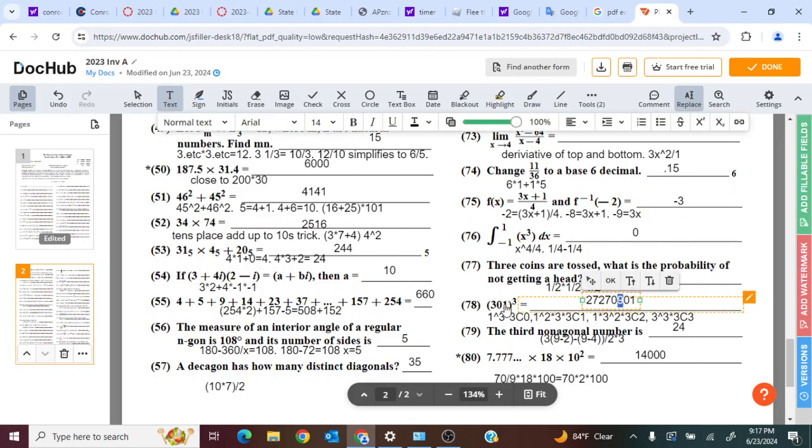Then for this one, you have the hundredths term added in. So 1 squared times 3 to the power of 1 times 3 combination 1 gets you 9. So 0, 9.